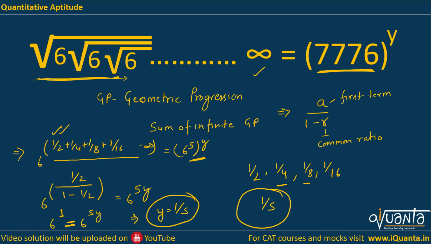I hope this is understood. You just need to know how to write down these under roots separately and then sum of an infinite GP.